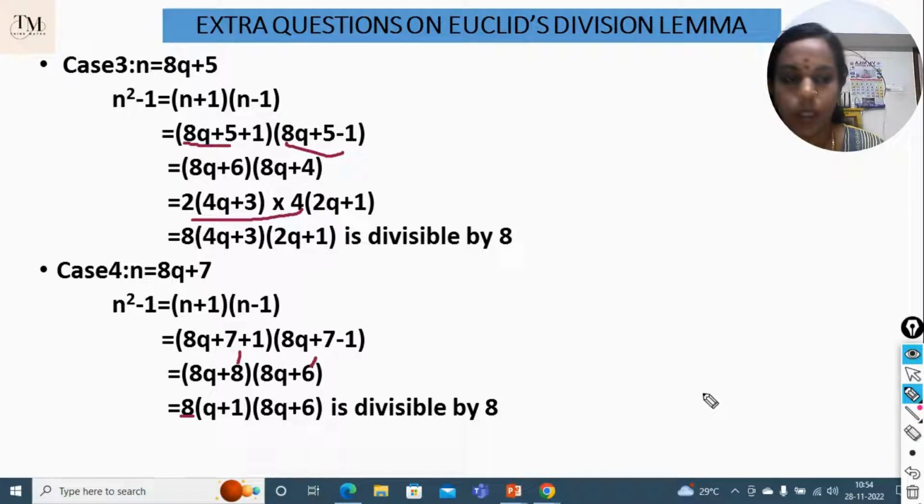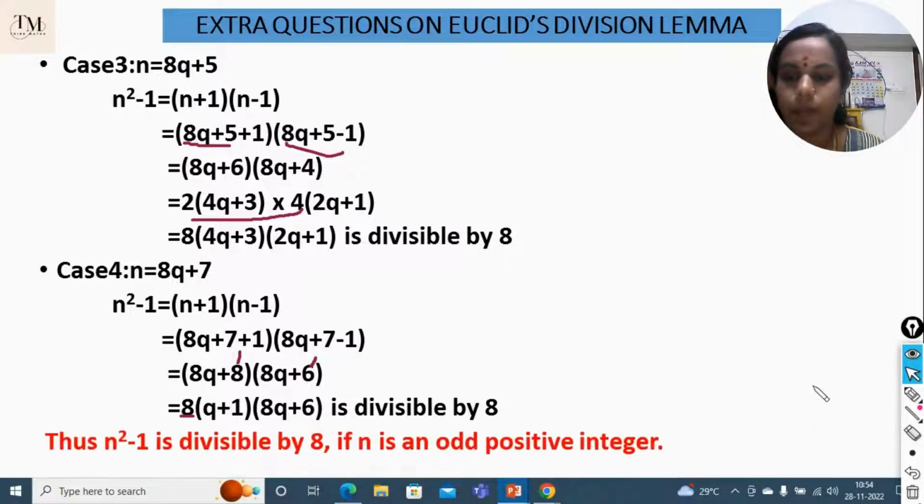So in all these 4 cases, n square minus n is divisible by 8 when n is an odd integer. The other values are rejected as they are even. So we can say that n square minus n is divisible by 8 if n is an odd positive integer.